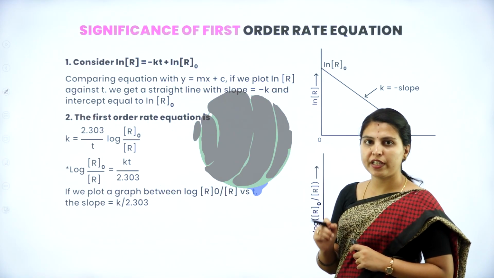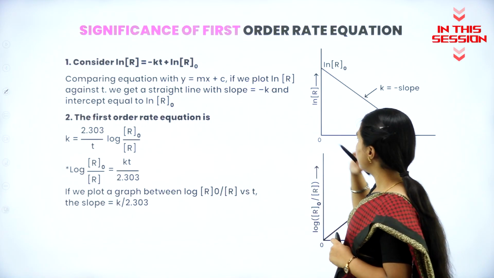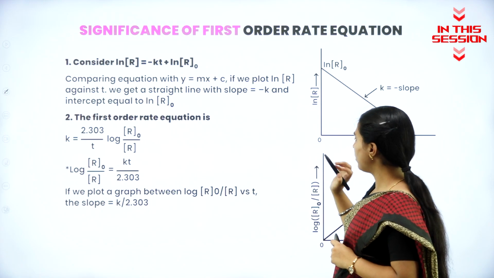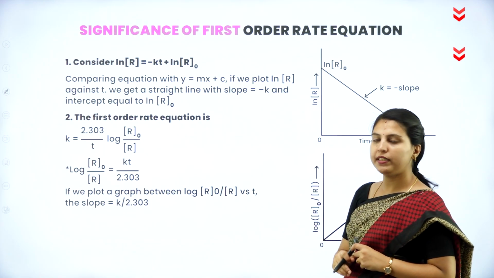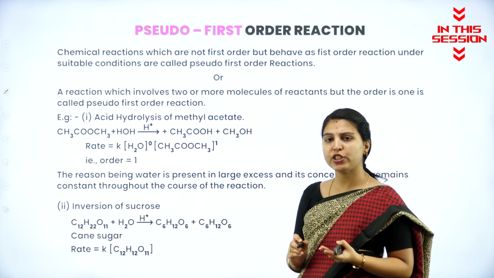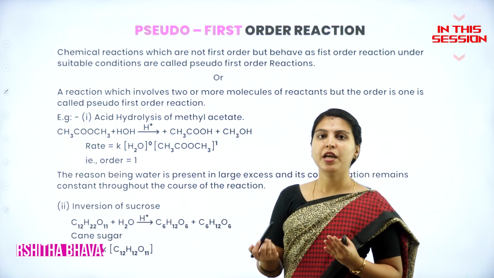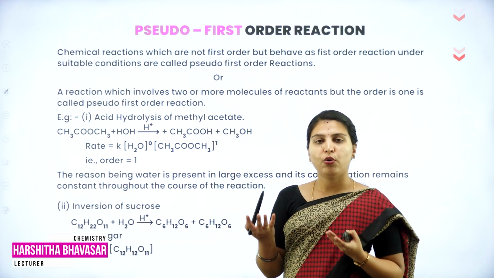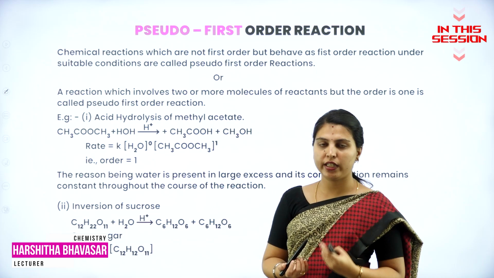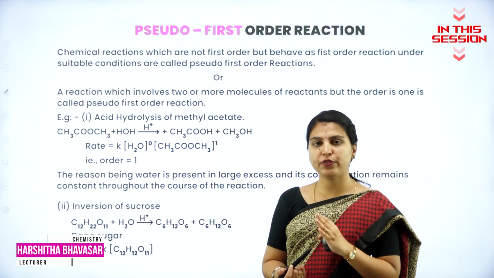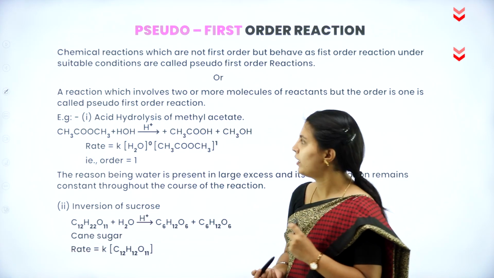Here slopes are also very much important. For zero order only K, for first order K by 2.303. Some of the reactions will behave like first order reactions but do not follow the overall factors of a first order reaction. Those kinds of reactions will be considered as pseudo first order reactions.